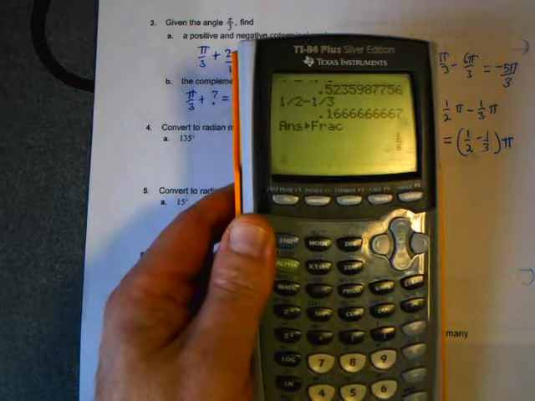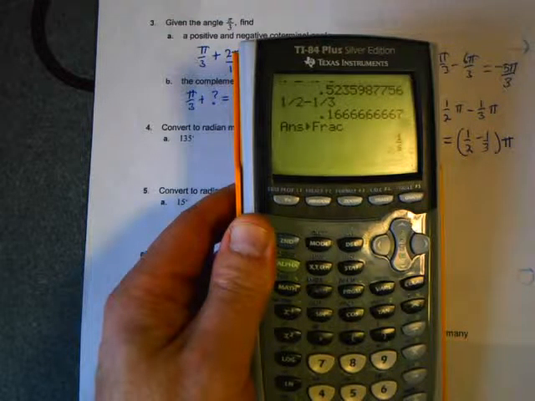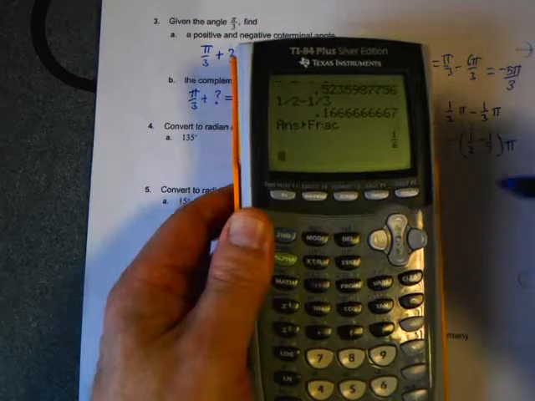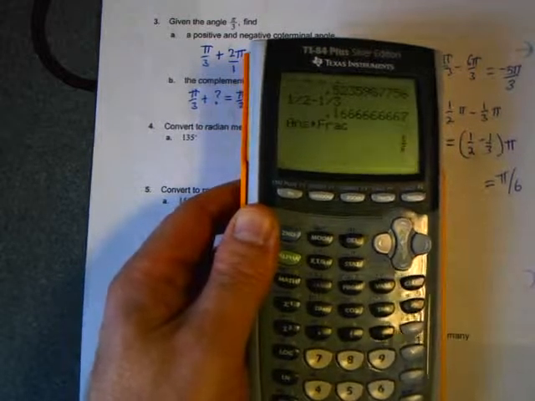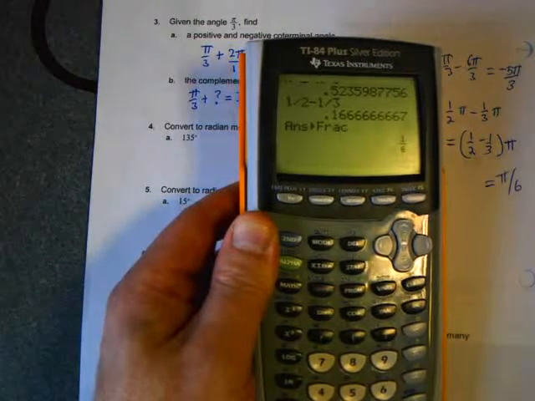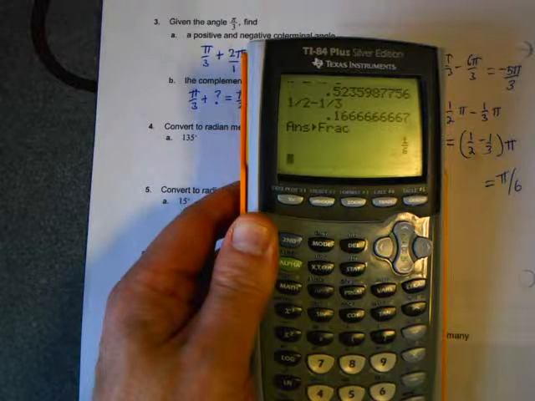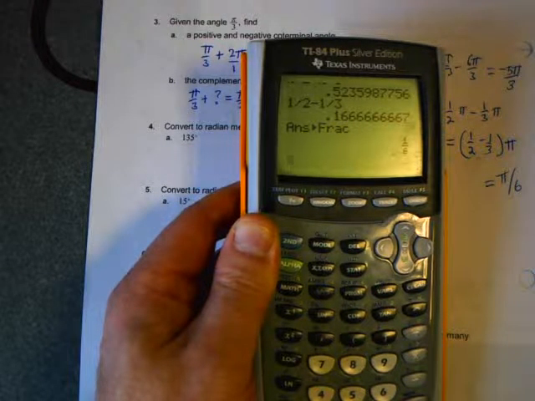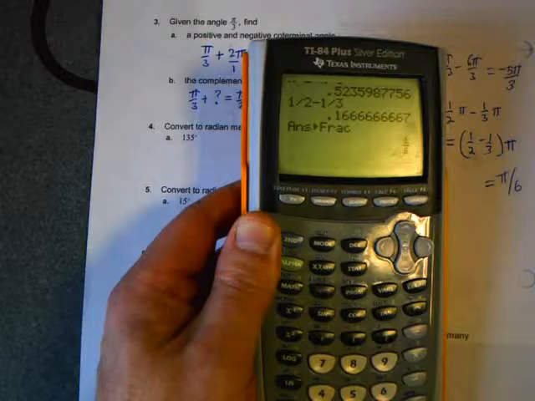So my final answer is pi over 6. That's how you use your calculator. You don't type the pi thing. You just accept that your answer is going to have a pi in it at the end, and you deal with the regular old fractions.